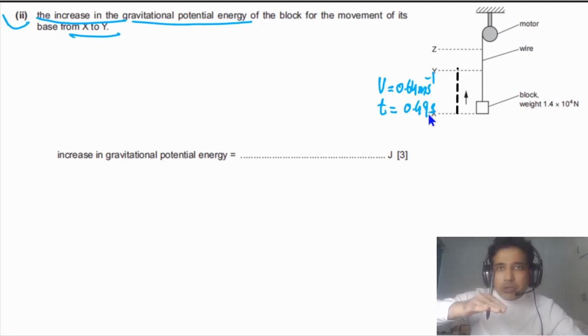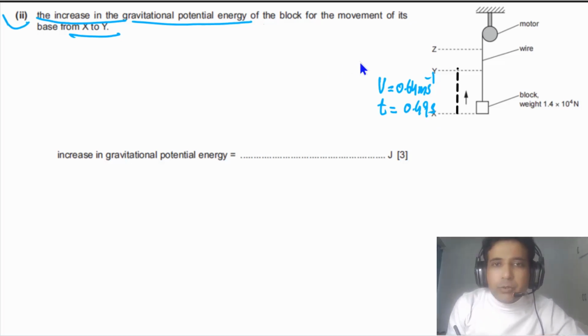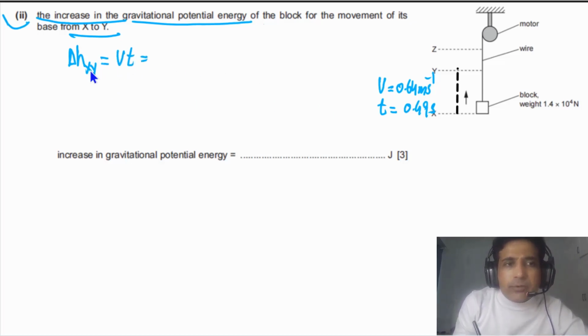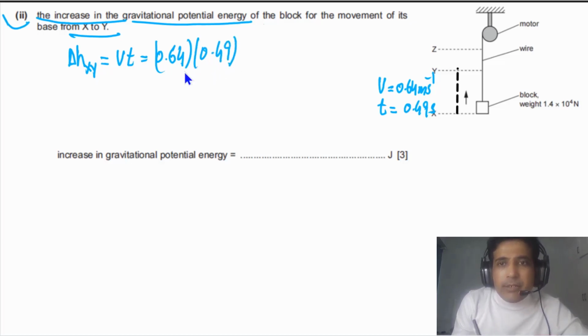And the block is moving at a constant speed. So in this case, we can calculate the distance between X and Y. So we can simply write down delta H of XY is equal to the speed, means V times T. And so we can calculate first of all the change in height. So that will be equal to 0.64 times 0.49. So this is how we can calculate the change in height in this case.